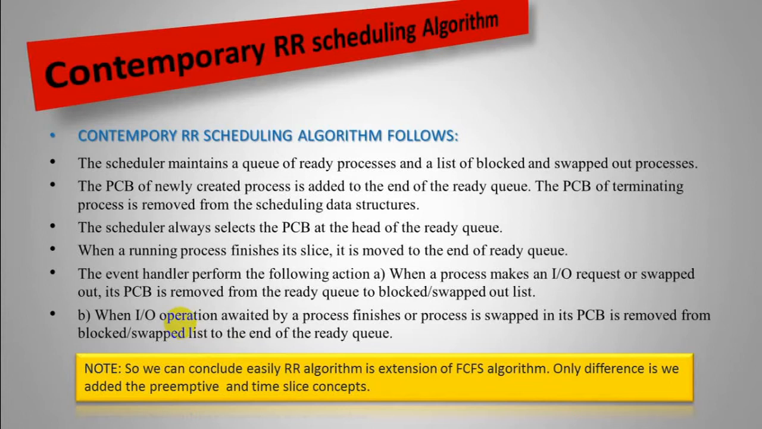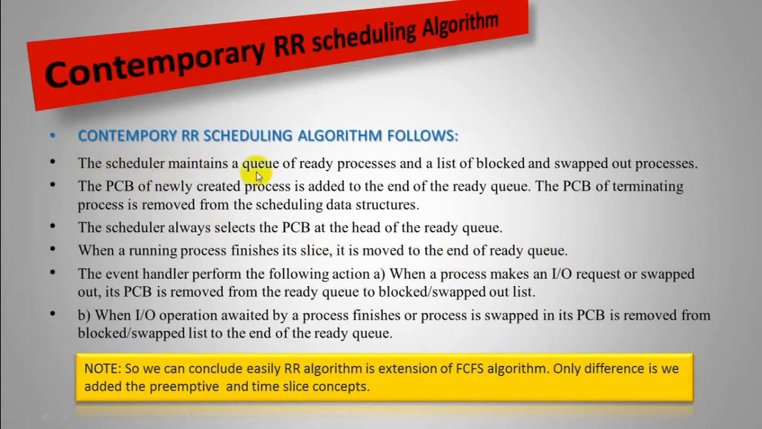For managing the processes, we use various types of scheduling algorithms. There are many algorithms available for CPU scheduling, but all algorithms have their own deficiencies and limitations. In this video, we propose a new approach for the round-robin scheduling algorithm, which helps to improve the efficiency of the CPU. First of all, let's start with the contemporary RR scheduling algorithm.